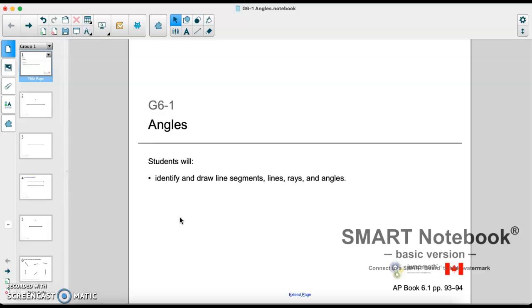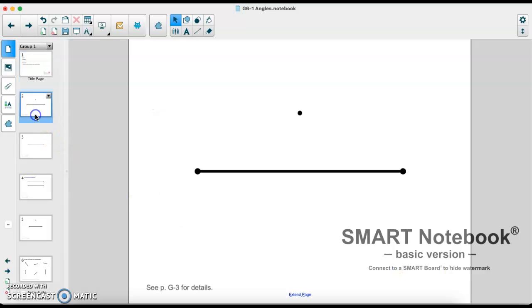We're going to get into our new unit on geometry, and this first lesson is called angles. This is our first foray into geometry this year, and we're going to start with a pretty basic introduction, stuff that you might be familiar with or remember from last year. You're going to identify and draw line segments, lines, rays, and angles. And here is where we start.